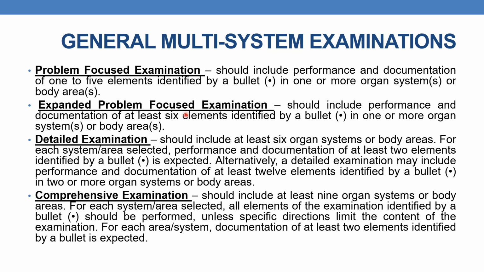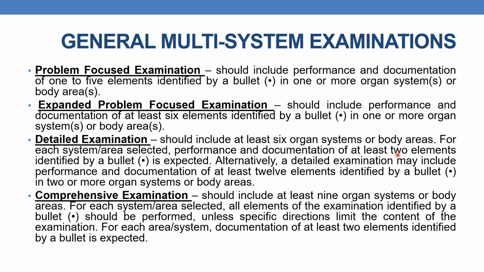As of now, just to focus, for detailed examination, at least 6 organ systems must be covered. And for each organ system, performance and documentation of at least 2 elements are expected. That is, for each organ system, 2 elements must be documented. So for 6 organ systems, 12 elements must be documented.